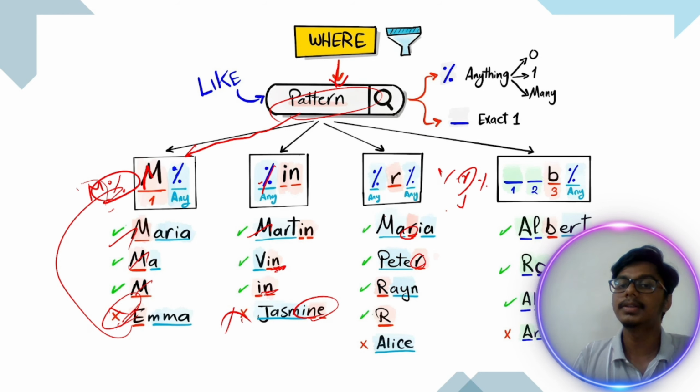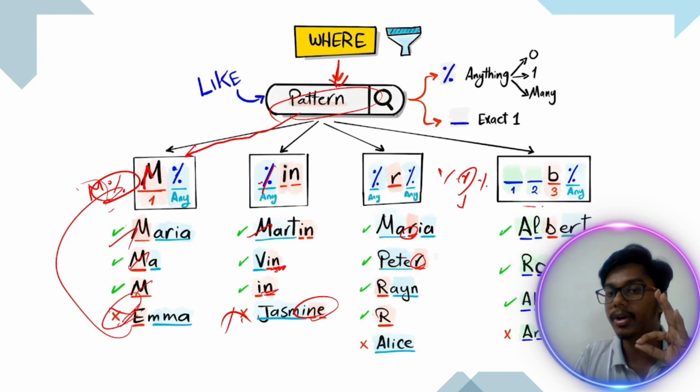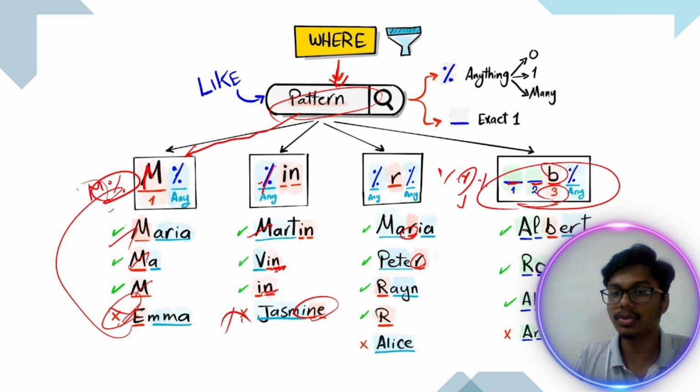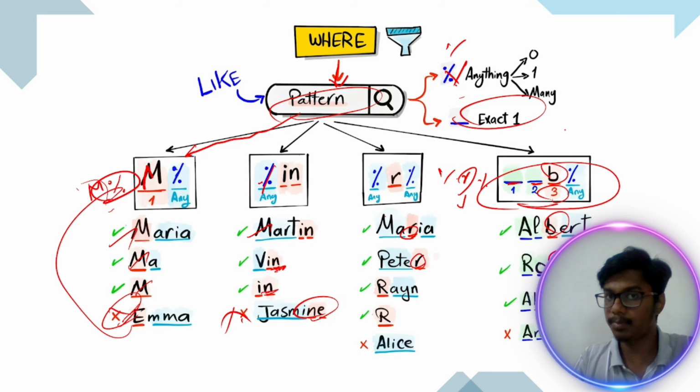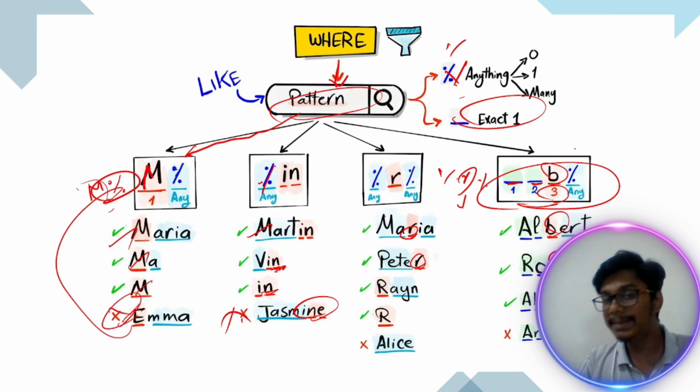If you know exactly that the third position is B, you can put it like this: first condition, second condition, and the third letter is B. So it gets passed, Albert. So if the third letter is confirmed to be B, you can use the underscore with the percentage operator to say exactly at what position the letter should be present in this DB.